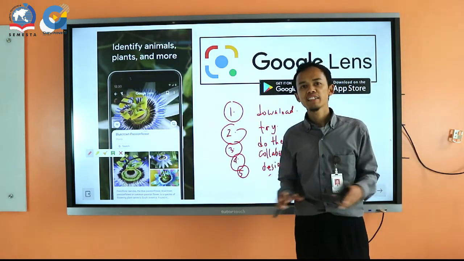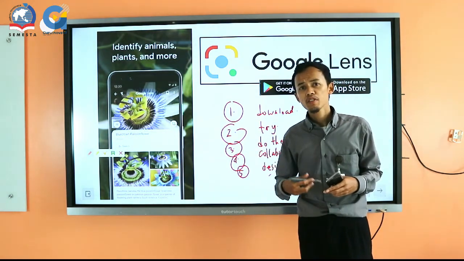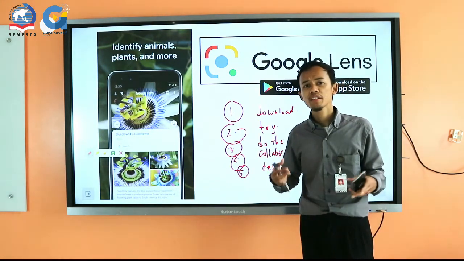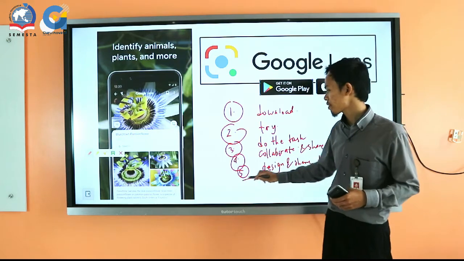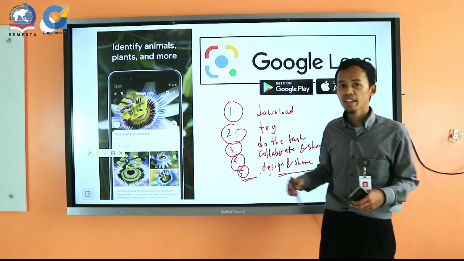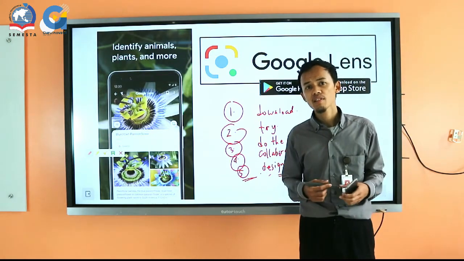The best design and the best visual communication about your project get a big score. That's the project. Okay, you can try to download the app and identify species around you.